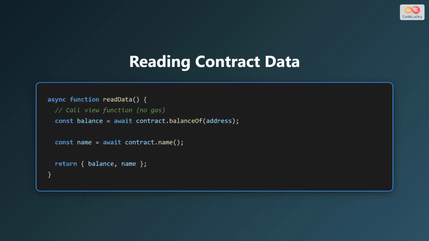Reading data from a smart contract is free and doesn't require gas fees. These are called view functions or read-only operations. To read data, simply call the contract methods directly. For example, to get a user's token balance, call await contract.balanceOf, passing in the address. To retrieve the token name, call await contract.name. These calls return promises that resolve to the data stored in the contract. Reading operations are instant and cost nothing, making them perfect for displaying information to users. You can call these functions as often as needed without worrying about transaction costs or confirmation times.